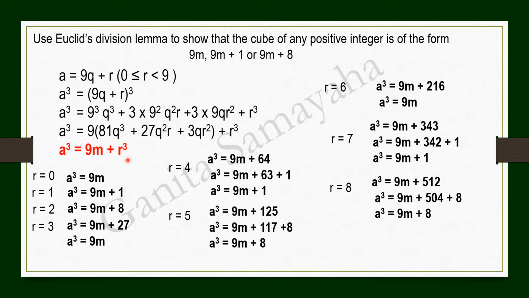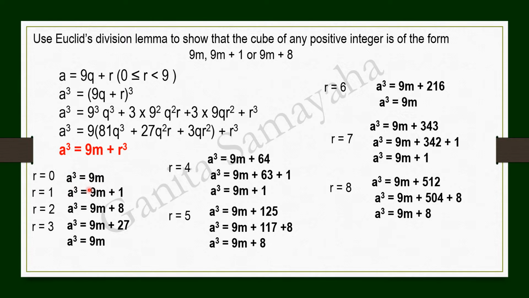Now our work is easy. Go on substituting various values of r. At some places you will just require a little rework, a little integrating of it. That's very easy. When you see 64, you know it as 63 plus 1. When you see 125, you should know it as 117 plus 8. And we have also seen this pattern, a beautiful pattern.